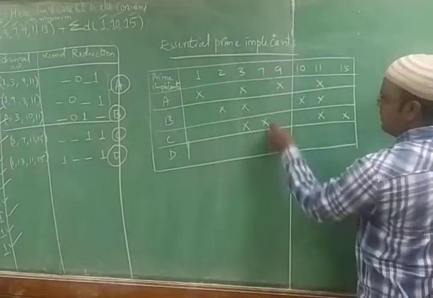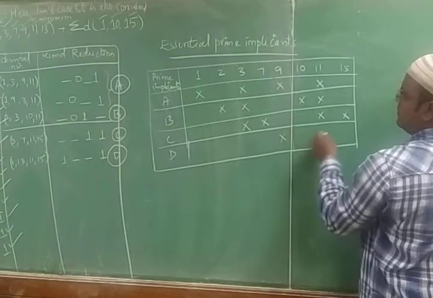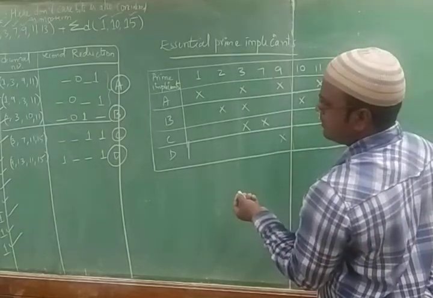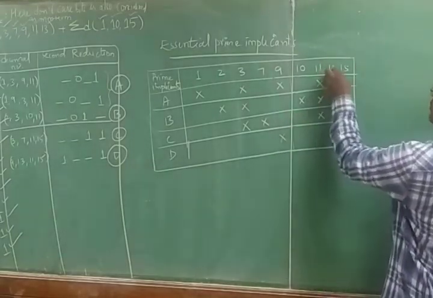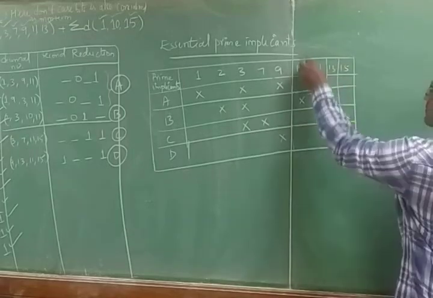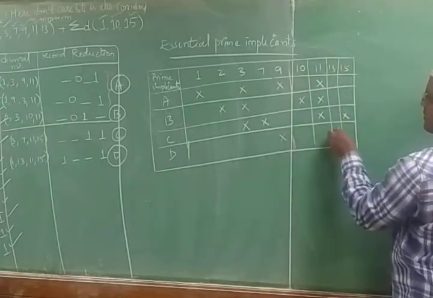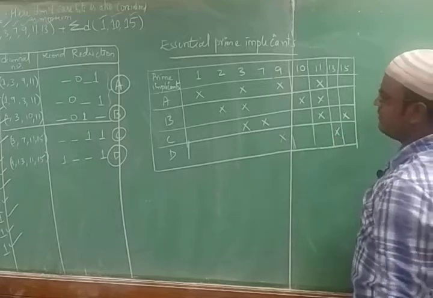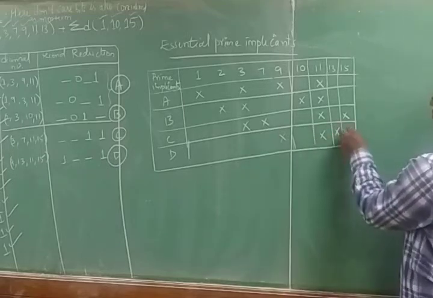This is our 9. For 13, 9, 13, we just want to write 13 also, one more. So 9, 13, 11 and 15. This is 11, this is your 15.